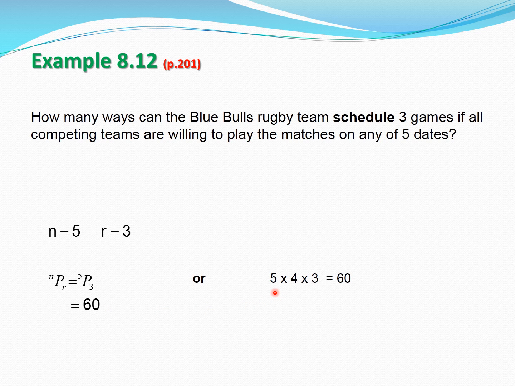Or you can see it this way, you have 5 possible dates for the first game, 4 possible dates for the second game, and 3 possible dates for the third game, so you will have 60 possible ways in total.